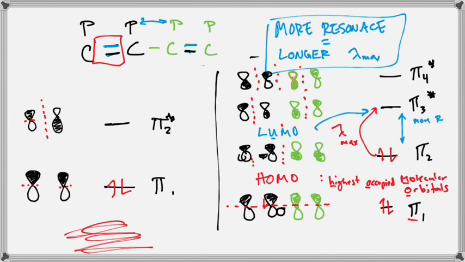So when it talks about conjugation, is it the same? Oh, that's a fun one. What is conjugation? Well, it's something like this. It's sigma pi. That's conjugation. Why do we care about conjugation? What is special about this? It's resonance. So conjugation is just another way of talking about resonance.